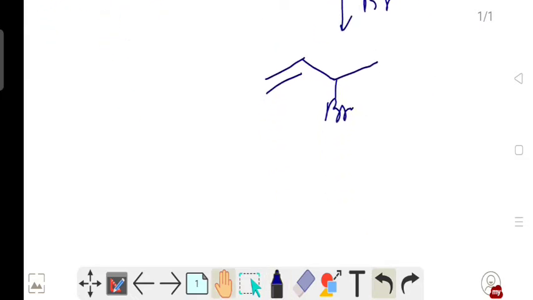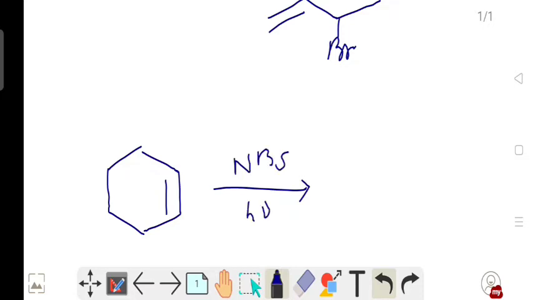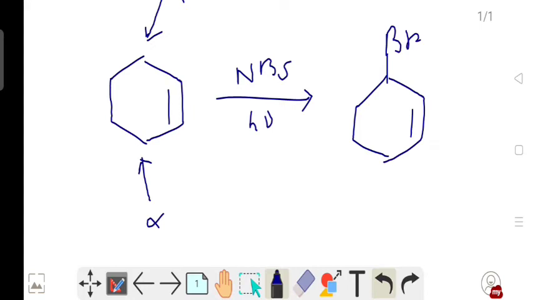For example, if we take this type of example, again if we use NBS and sunlight, then you have to remember there are two allylic positions. This one is the alpha position or allylic position. This one is also an allylic position. Then any one of these allylic carbons will be substituted by bromine. So the product will be, you have to attach bromine here. So this is the allylic bromination.